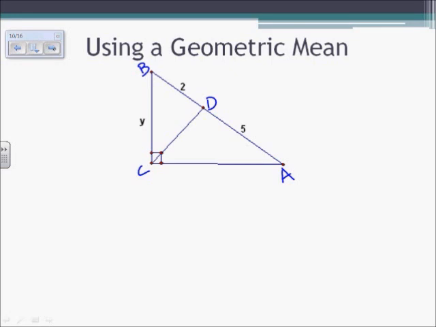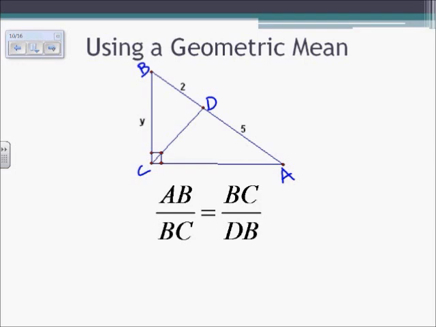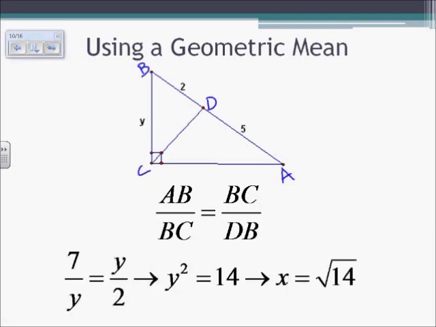So we're trying to solve for BC, which means that BC is the focus of the middle, so therefore I will use the theorem that has BC listed. So I will use AB over BC equals BC over DB, and then I will plug in the information and solve. AB, of course, is the addition of AD and DB, so therefore we'll have 7 over Y is equal to Y over 2. Cross multiply and solve.